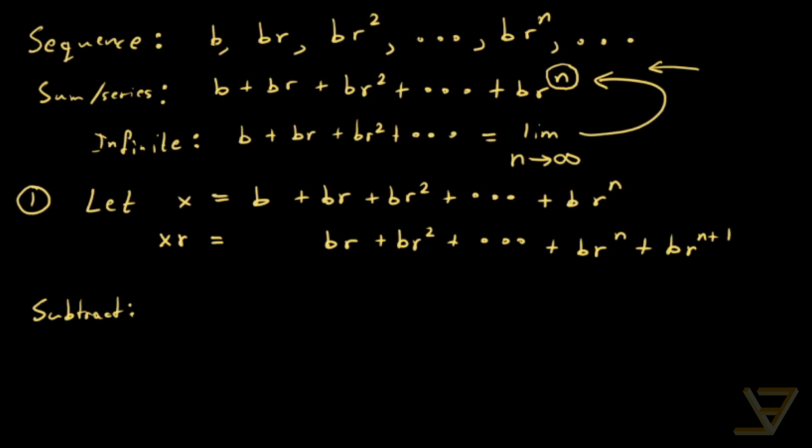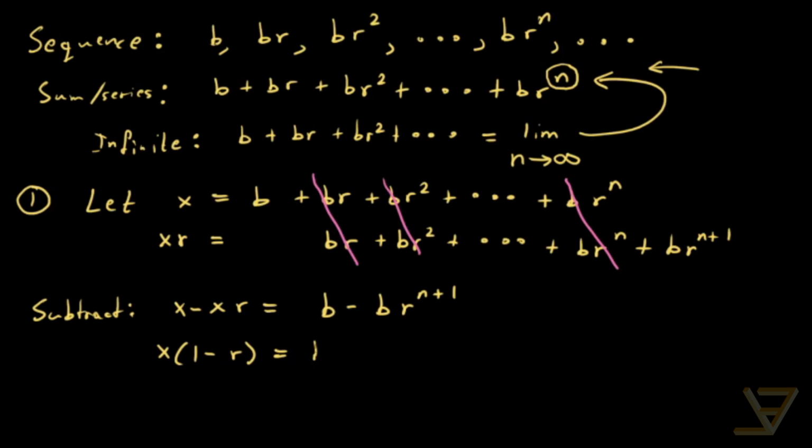And what we get is x minus xr is equal to, well, these two terms cancel out, these two terms cancel out, and all the way through to this they cancel out. So what we're left with is b minus br to the n plus 1. And now let's factor both sides. So we get x times 1 minus r, which is equal to b times 1 minus r to the n plus 1. And what we'd like to do now is isolate x by dividing by 1 minus r.